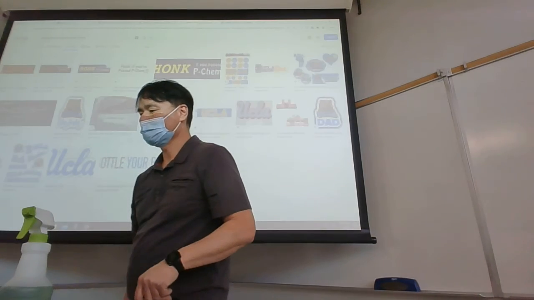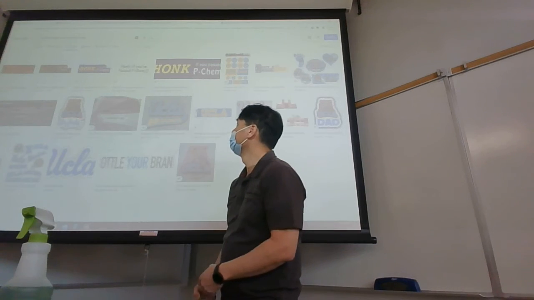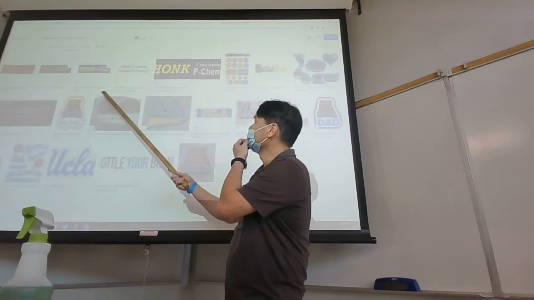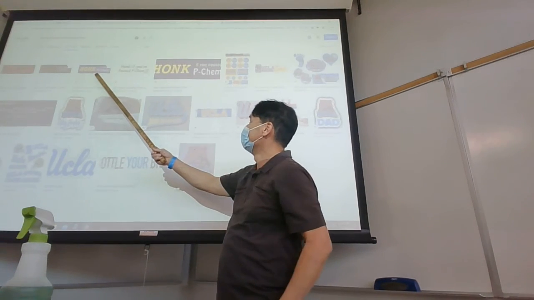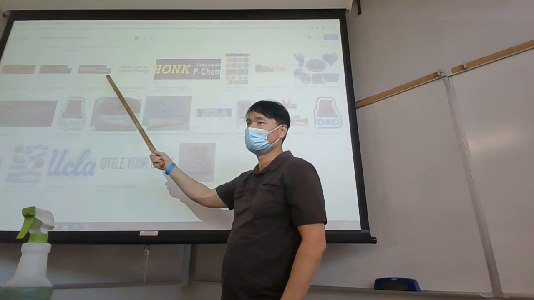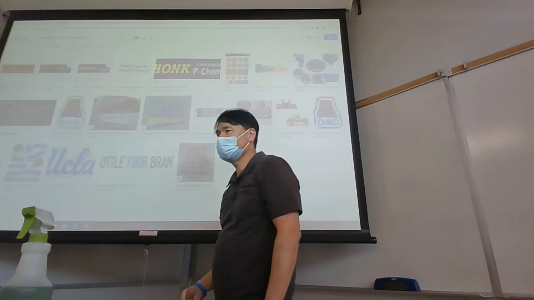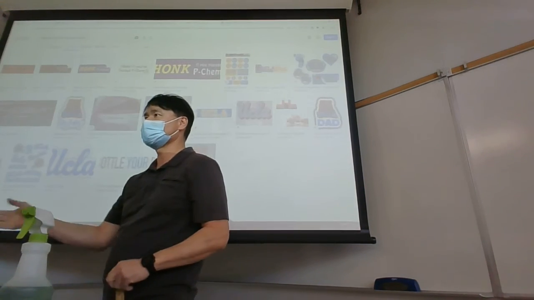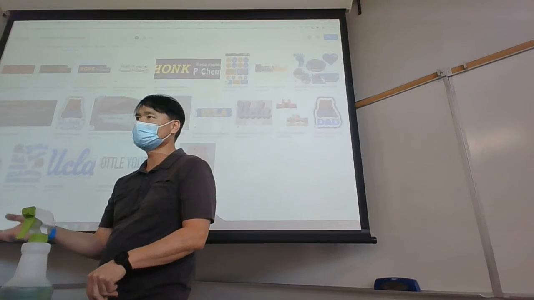And since that's the case, UCLA has these bumper stickers at the bookstore. Somebody did this. They went to the UCLA bookstore and bought this. Honk if you pass Chem. Honk if you pass Chem. Chem deals with the thermodynamics, delta H, delta U, all this stuff.